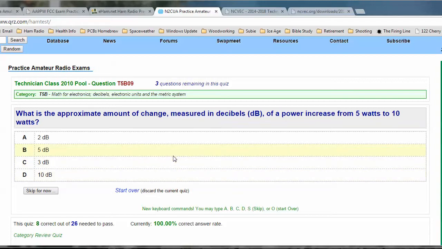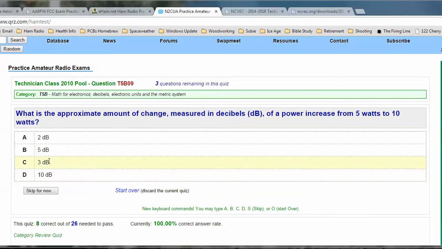All right. Let's see what we got here. What is the approximate amount of change measured in decibels of a power increase from 5 watts to 10 watts. Now, if you've watched my video on a quick guide to decibels, it stated two very important things. One of which was if there was a 10 dB change, like this down here, you'd just be adding 1 0 to the number, or, well, I should say moving the decimal point 1 to the right. Or if it's attenuation, it would be to the left. If it's 20 dB, it's 2 zeros, 30 dB is 3 zeros. You look at that first number and move that number of zeros.